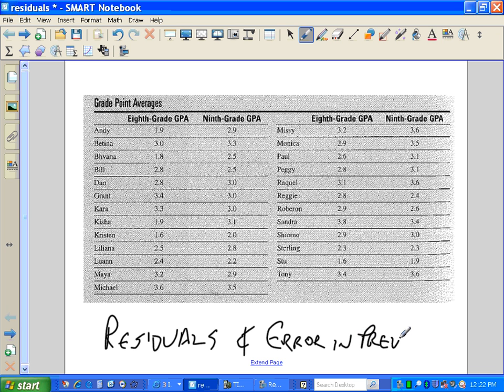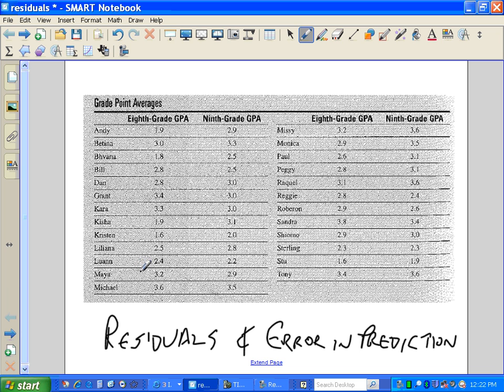The data that's on this screen is some data about 8th grade point average and 9th grade point average. And I think the question is, is there a relationship between the two? How good of a relationship? How can we find that sort of thing out?